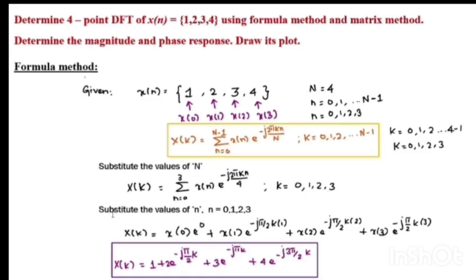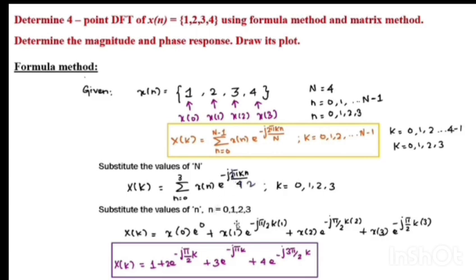So now I am going to substitute the values of small n, that is nothing but n is equal to 0, 1, 2 and 3, which we have calculated priorly. Before applying the values of n, I am going to simplify this equation, that is nothing but I am going to cancel this and I will end up with pi by 2.